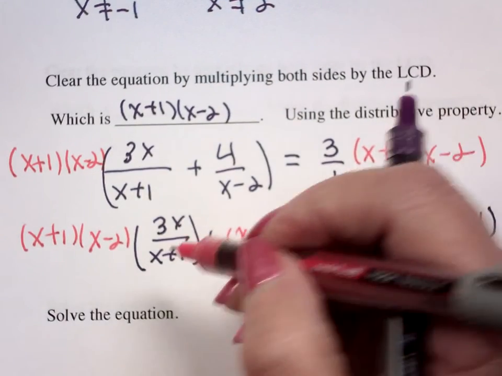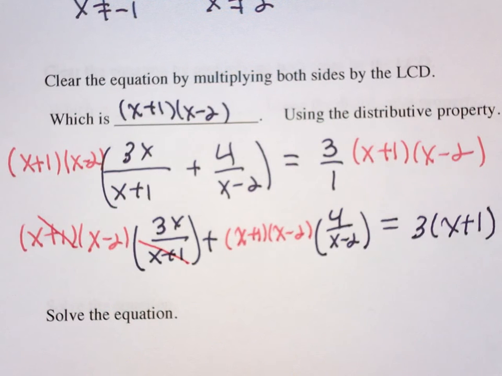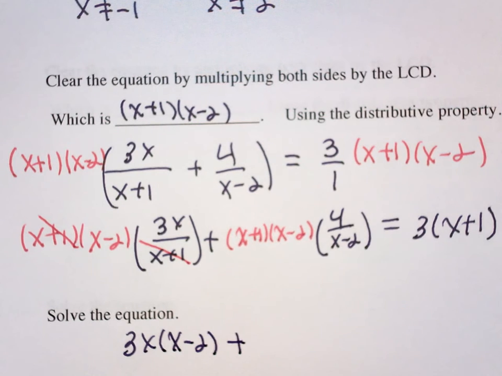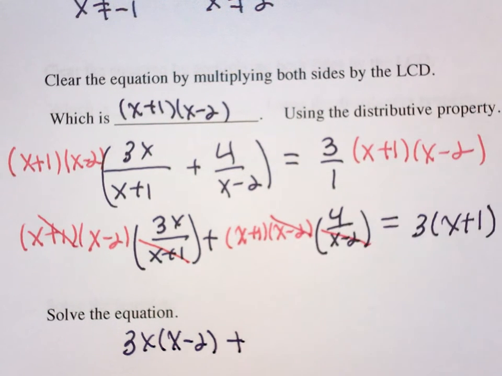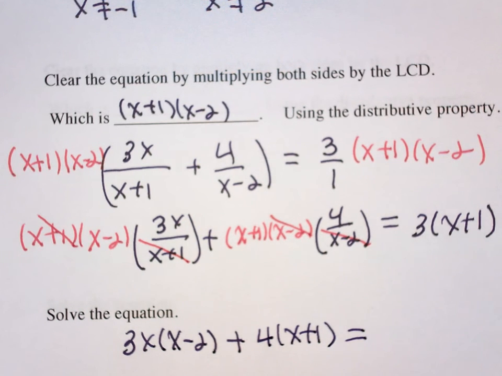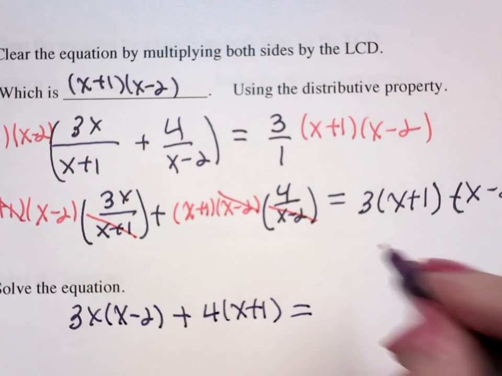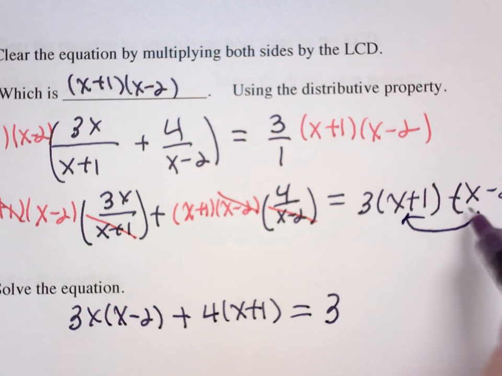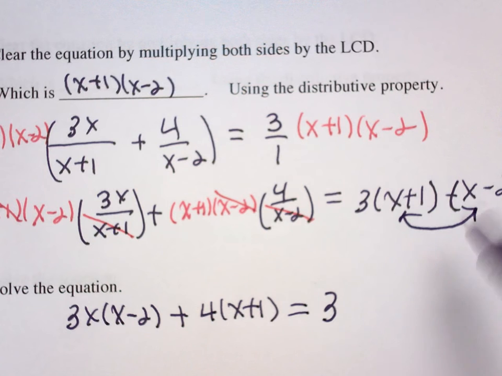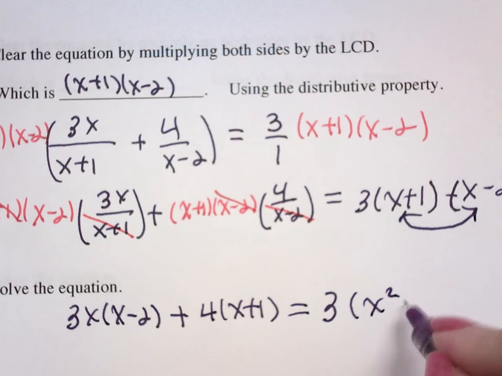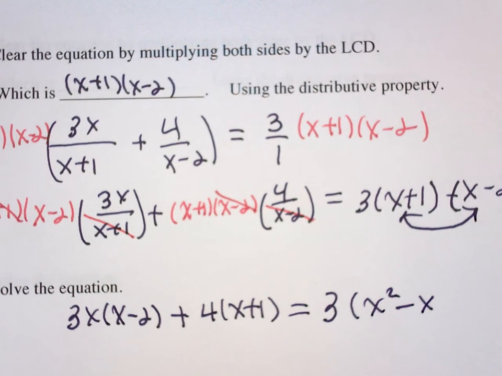Well, what happens here is the x plus 1's go. I'm going to be left with 3x times x minus 2 plus x minus 2's go. I'm going to be left with 4 times x plus 1 equals 3 times, now I'm going to multiply those 2 together first. That makes my life a little bit easier. So that's going to be x squared first, minus 2x plus 1x minus x, plus 1 minus 2 minus 2.